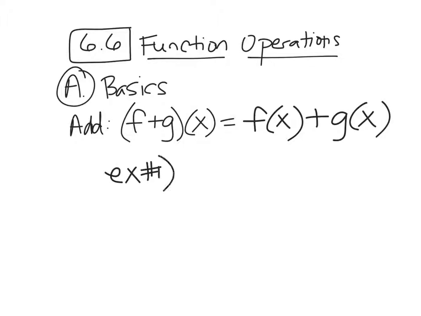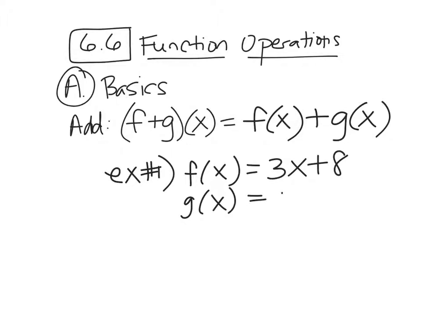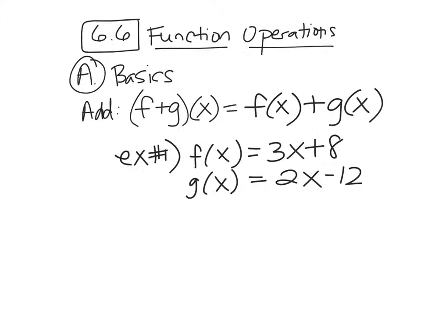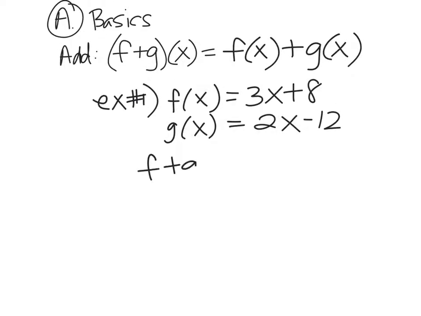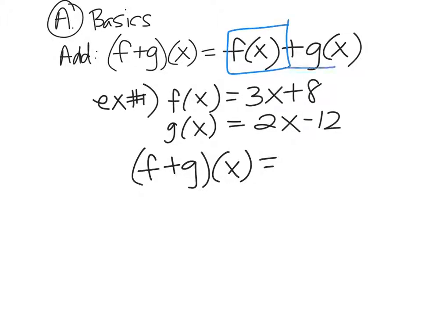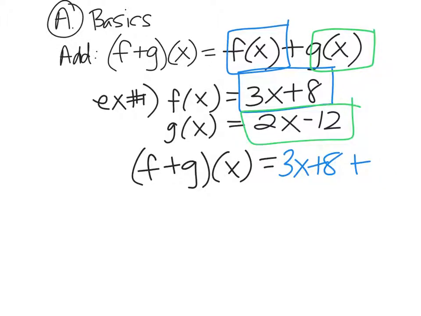Example number 1. Let's say that f of x is 3x plus 8, and g of x is 2x minus 12. And let's say that we want to find f plus g of x. Now, when you look at that, it just looks kind of weird. Like, how am I going to add the f and the g, and it's of x? But all it is to take the function f of x, right here, it says f of x, which is 3x plus 8, and add that to function g of x, which is 2x minus 12.